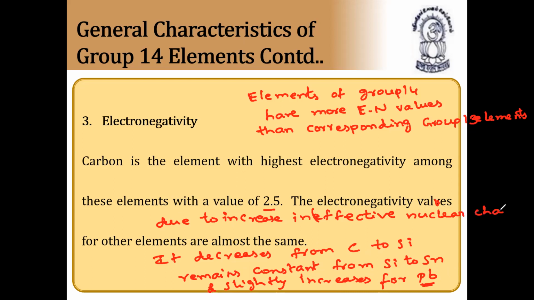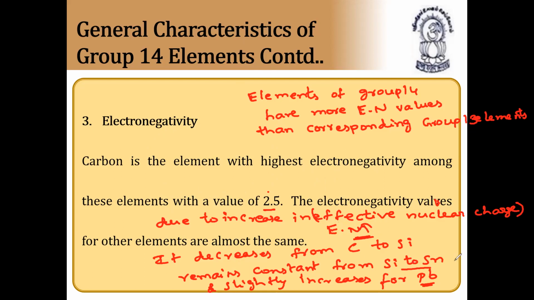As effective nuclear charge increases, electronegativity also increases. So please make a note of all these points. It's very important. Carbon is the element with the highest electronegativity among these elements, with a value of 2.5. Next we have silicon. From carbon to silicon it decreases, and it remains constant from silicon to tin.